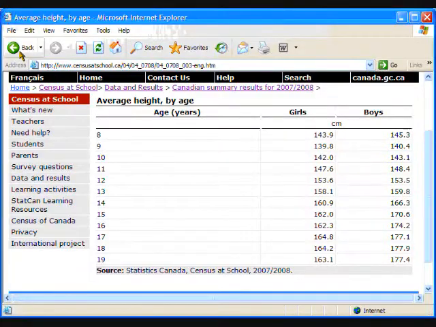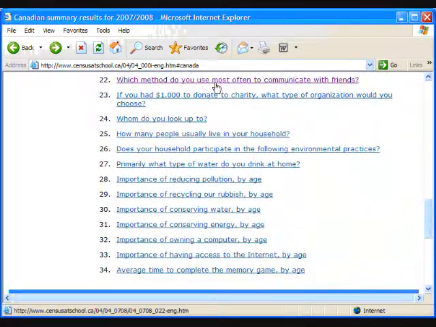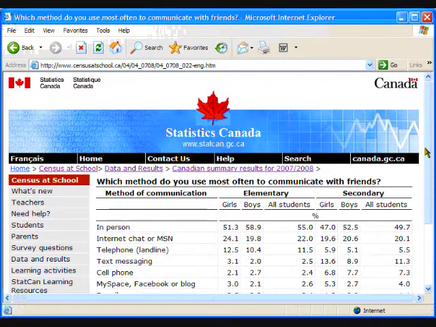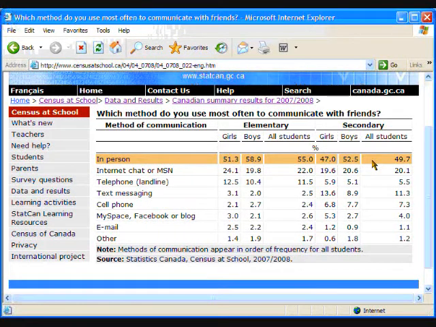Doesn't it make you wonder how similar the average heights for your students are to other students at the same age level? And wouldn't it be fun to compare your students for some of the other questions on the survey? For example, Table 22, which method do you use most often to communicate with your friends? At both the elementary and secondary level, students communicate most in person. Is this the same for your class?